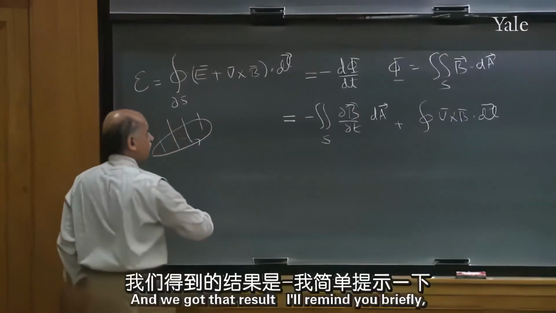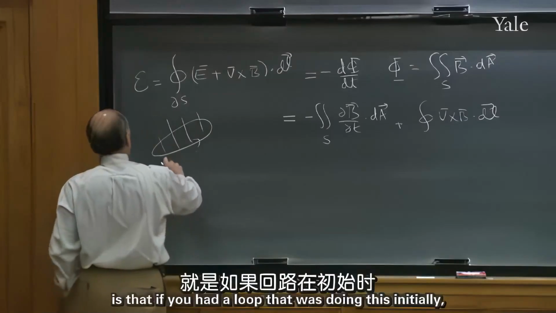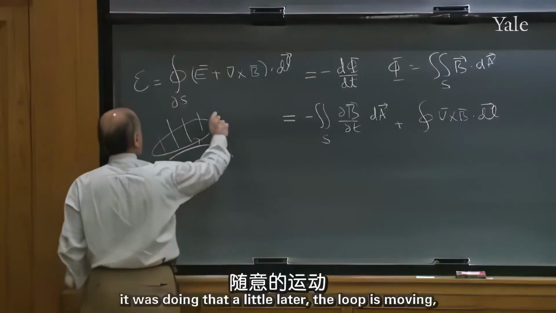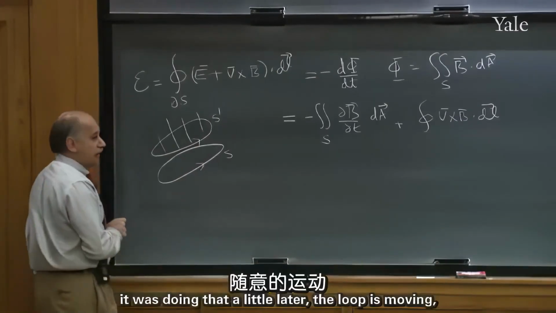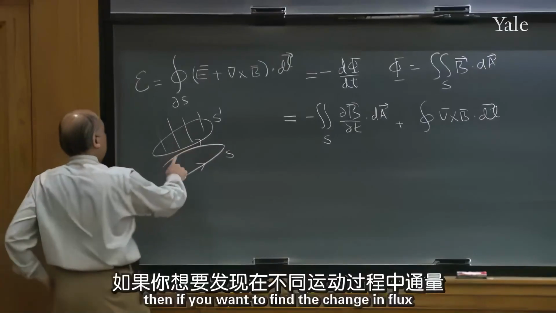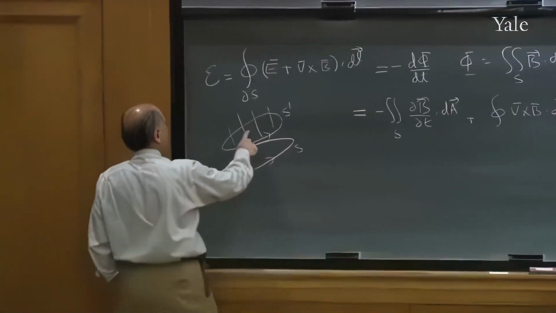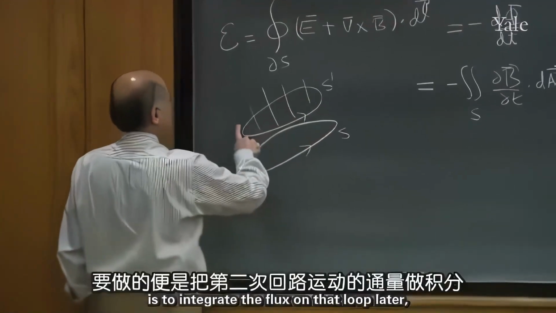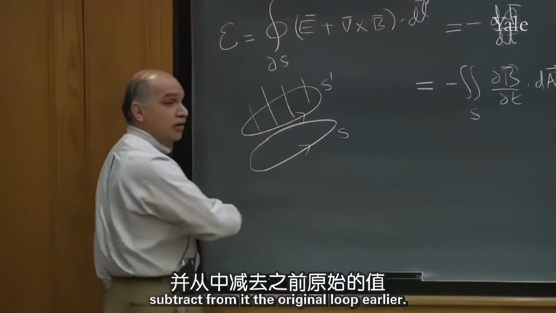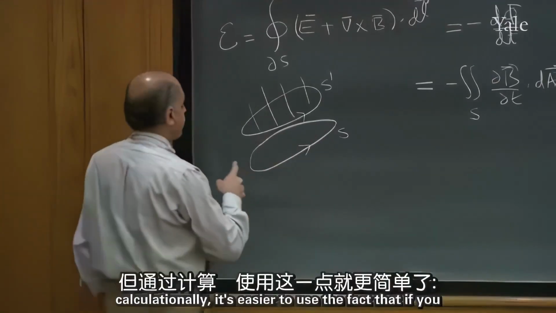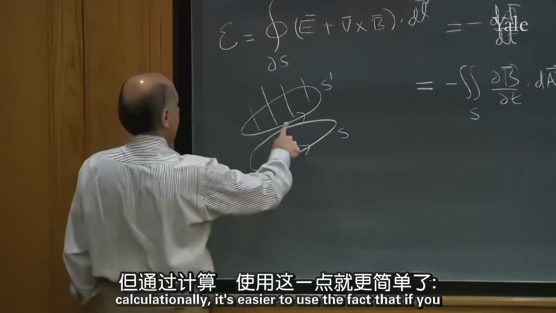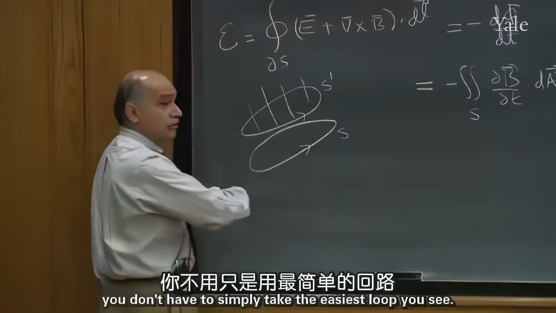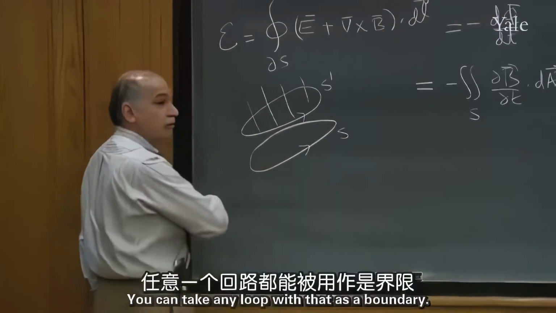I'll remind you briefly, but I certainly don't want to do it again. If you had a loop that was doing this initially, and it was doing that a little later, the loop is moving. Then if you want to find the change in flux between that one and this one, a natural thing to do is to integrate the flux on that loop later, subtract from it the original loop earlier. But calculationally, it's easier to use the fact that if you want to find the flux through a surface bounding this loop, you don't have to simply take the easiest surface you see. You can take any surface with that loop as a boundary.